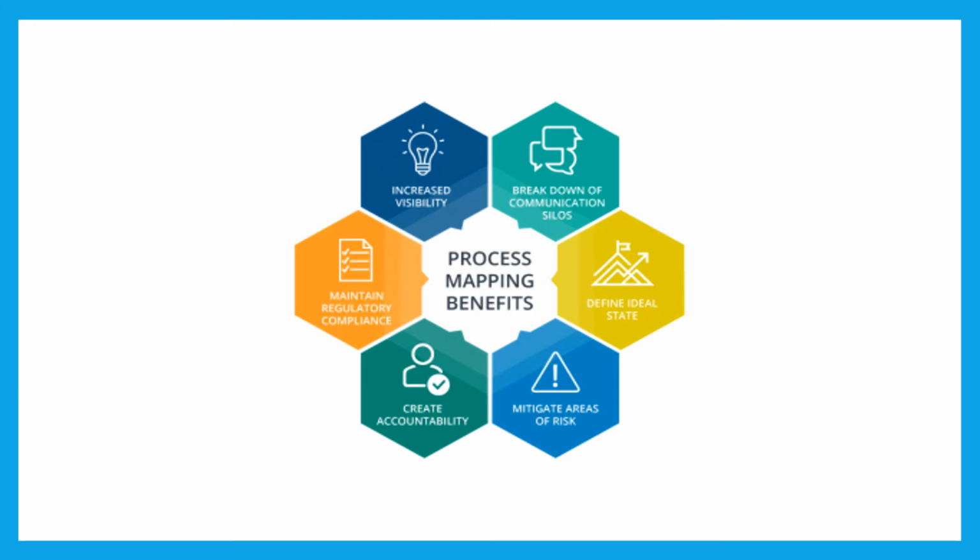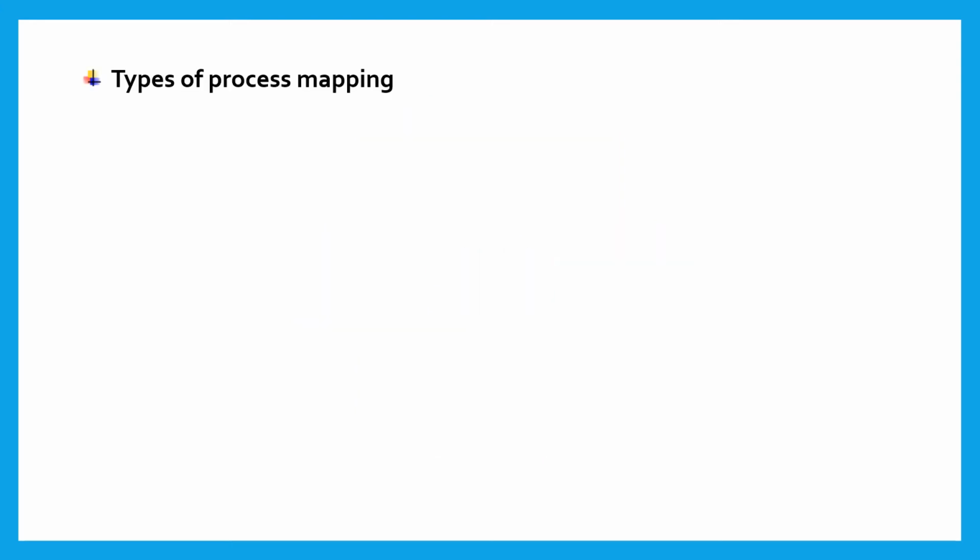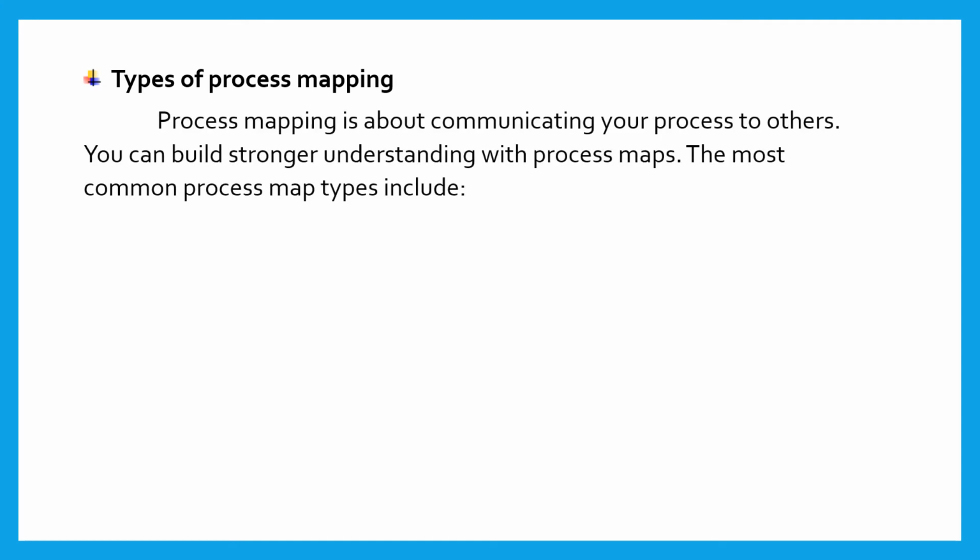Process maps help you to understand the important characteristics of a process, allowing you to produce helpful data to use in problem solving. Process maps let you strategically ask important questions that help you improve any process. Types of process mapping. Process mapping is about communicating your process to others. You can build stronger understanding with process maps.